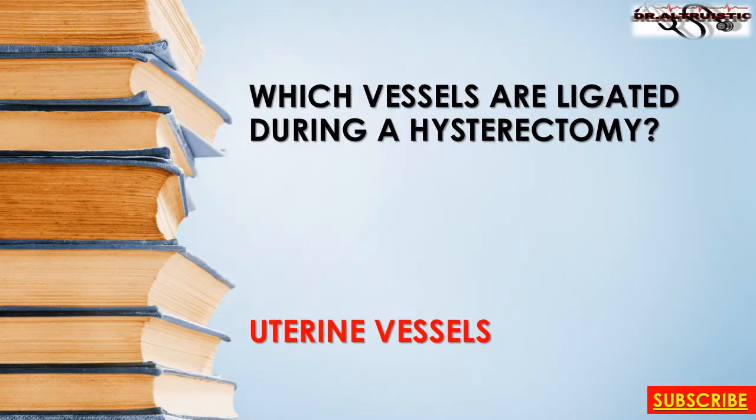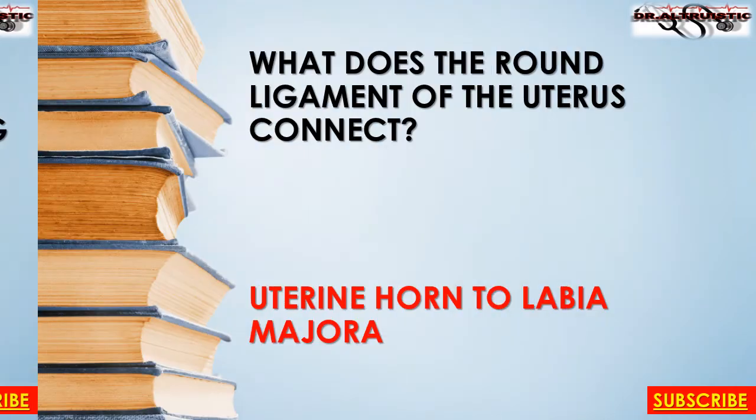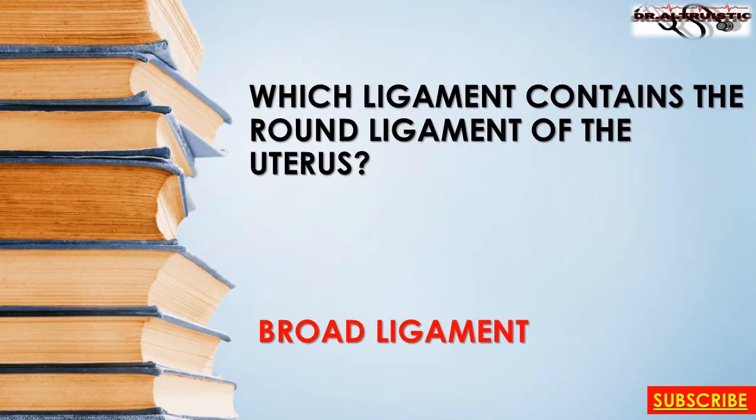Which vessels are ligated during a hysterectomy? Uterine vessels. Which structures are at higher risk of injury during a hysterectomy? Ureters. What does the round ligament of the uterus connect? Uterine horn to labia majora. Which ligament contains the round ligament of the uterus? Broad ligament.